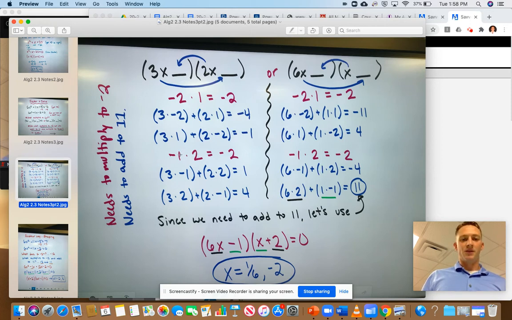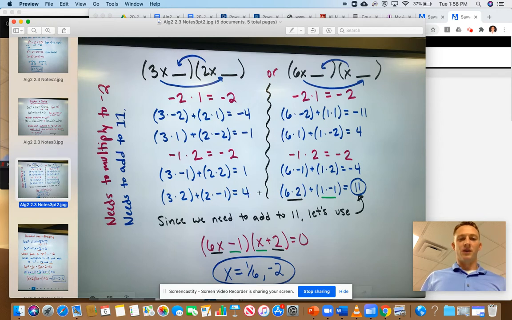3 times negative 1 and 2 times 2. What's that all add up to? 1, not it. Let's switch the numbers around. So instead of multiplying 3 by negative 1, let's multiply 3 by 2. So 3 times 2 is 6. 2 times negative 1 is negative 2. 6 minus 2 is 4.